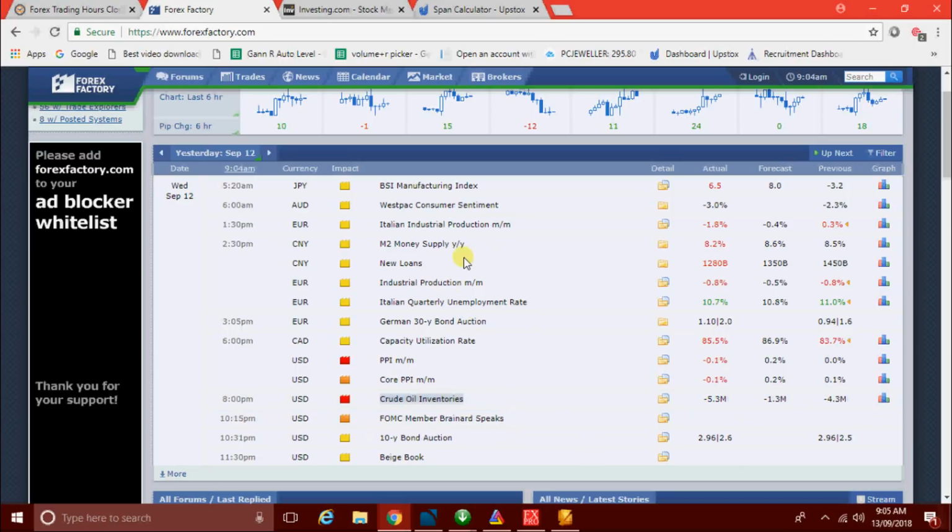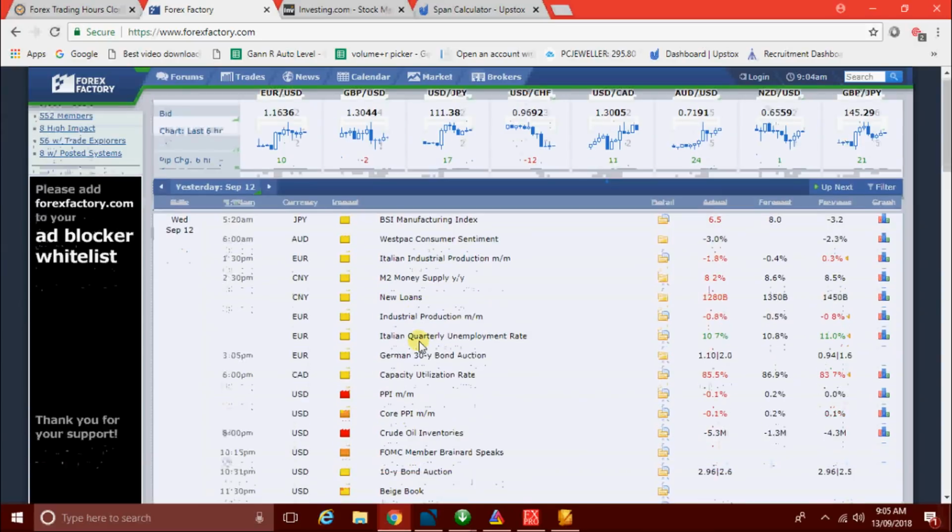Whenever you are trading crude oil, every Wednesday check forexfactory.com and make sure the inventory report is there. If the American market is on holiday, then it will be postponed to the next day. So if you don't see it on Wednesday, check the next days. It comes around 8 PM right now, at 8 o'clock.